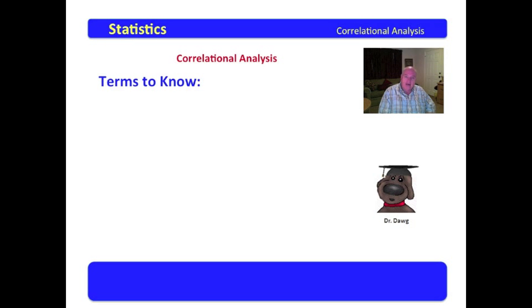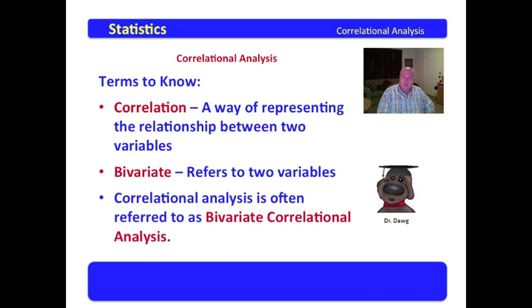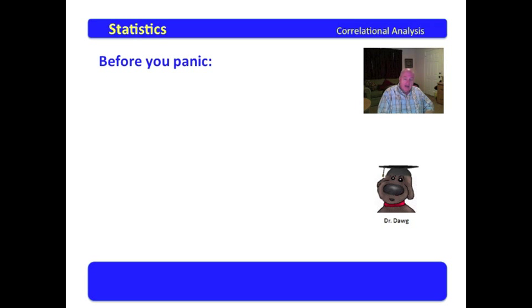Now, in correlational analysis, there are some terms that you need to know. And obviously, the first of those is correlation. Correlation is a way of representing the relationship between two variables. Bivariate refers to two variables. So correlational analysis is often referred to as bivariate correlational analysis, meaning that we are examining the relationship between two variables only. Certainly you can represent the relationship between more than two, but we will be beginning with bivariate correlational analysis. Now, before you panic, don't go out on the porch and throw up yet.